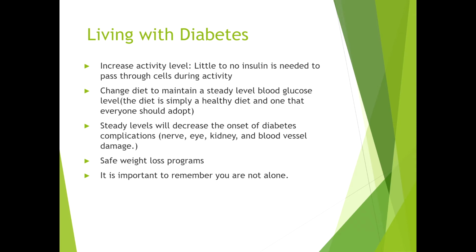Steady levels, again, will help decrease the onset of diabetes complications. So you have nerve damage, eye damage, kidney, blood vessel damage. The body can get pretty ravaged from diabetes over time if somebody doesn't take care of it.